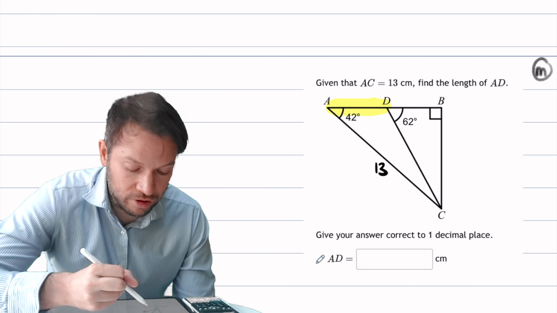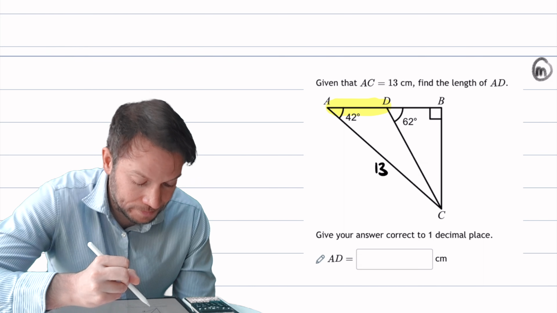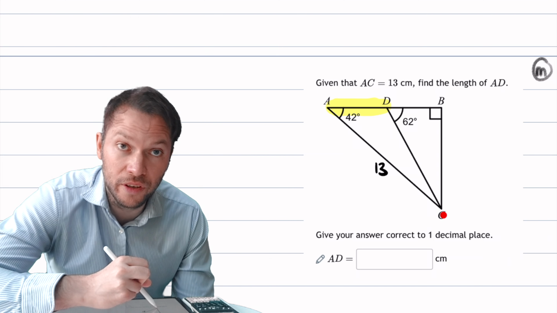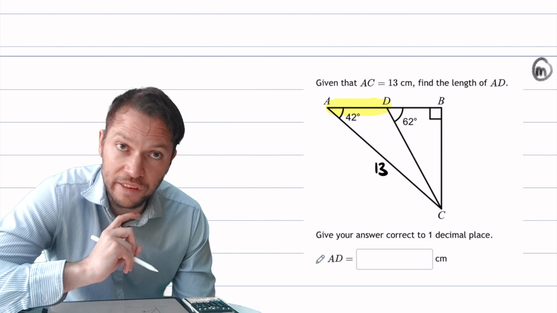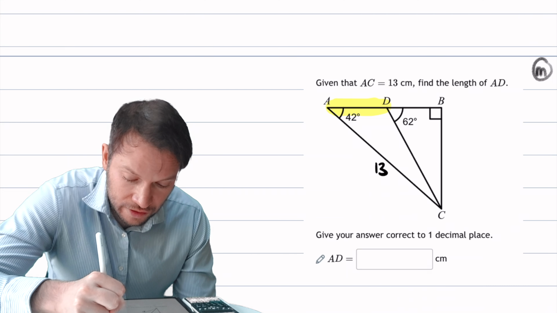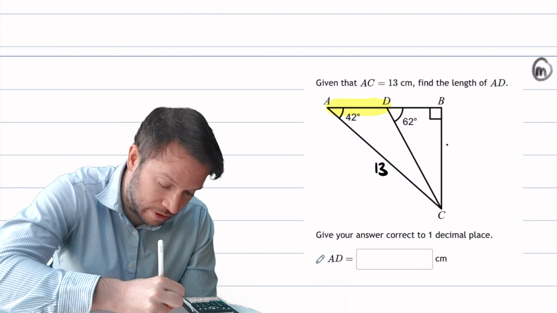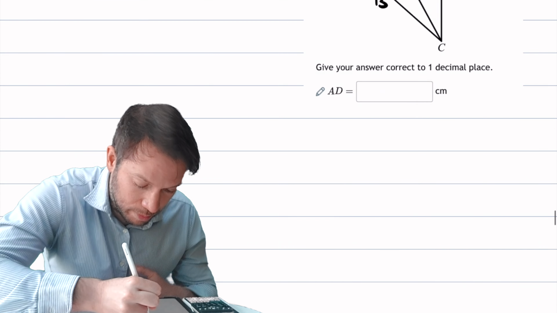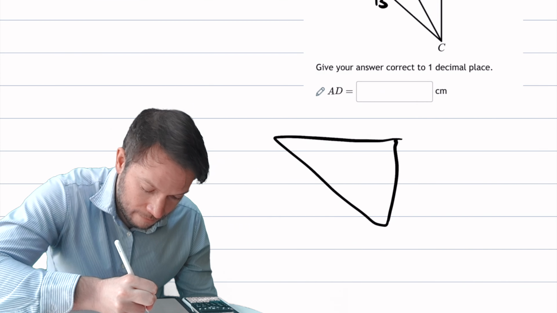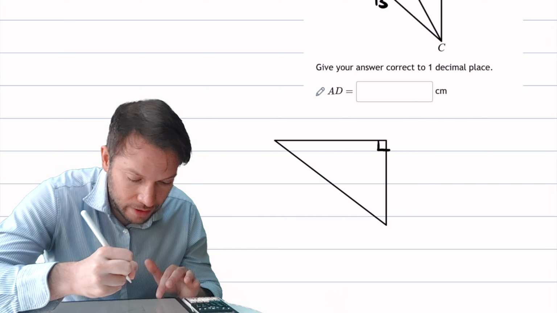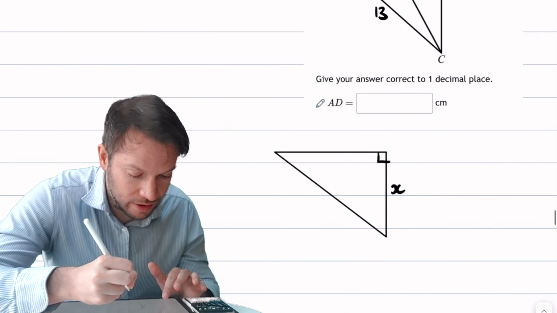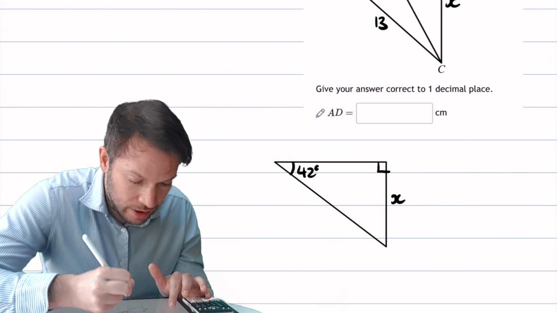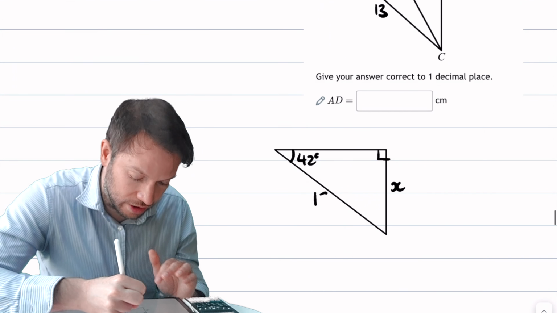Now, what side length should we work out in this big triangle? Well, can you see that the length BC is common to both triangles? So that would seem like a sensible one to work out. So let's give it a variable name, say x, because we don't know it. And I'm going to draw this out separately to help us. So we've got this triangle here, and we've got the x on the right, and we've got the 42, the angle of interest, and we've got the 13 as the hypotenuse.